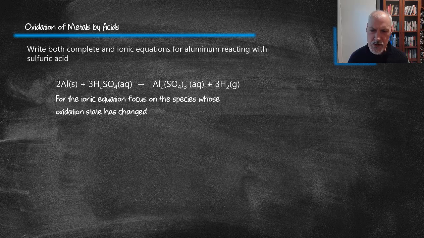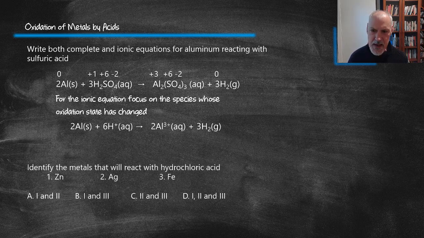For the ionic equation, I focus on those species whose oxidation states have changed. So I'll provide those up here. We can see that the sulfate containing the sulfur and the oxygen, those don't change, so I can ignore them and just focus therefore on the aluminum and the hydrogen. So that is what we would call the ionic equation for what's written up above.